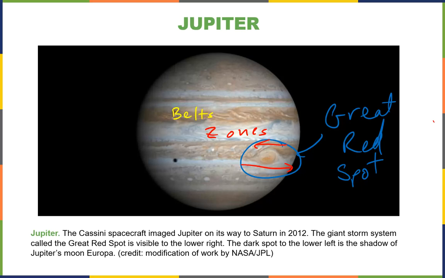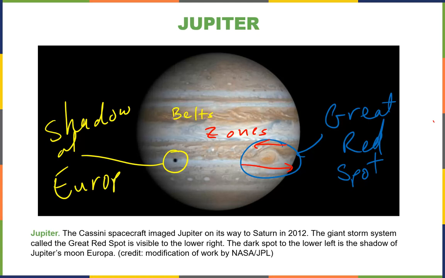Anybody, well, you could probably have read it already. This black spot here is the shadow of Europa. So that's not a permanent feature. That's just a moon passing between the sun and the planet. We would call that a solar eclipse if you were in the path and you were on Earth, because you have the sun being blocked by the moon.